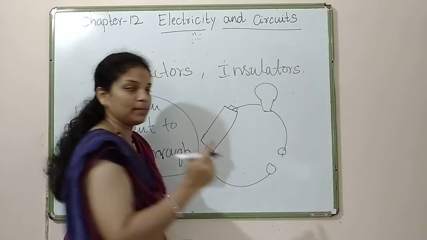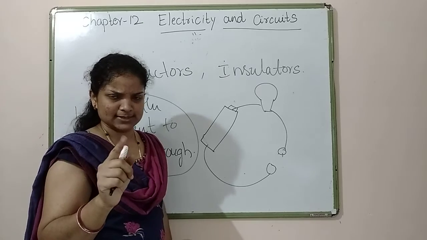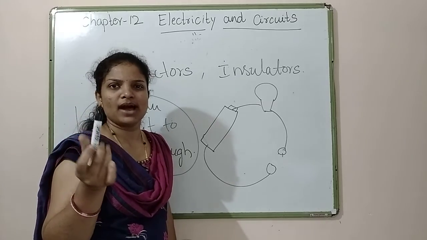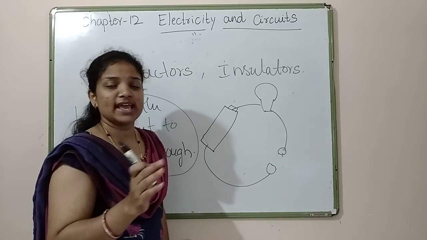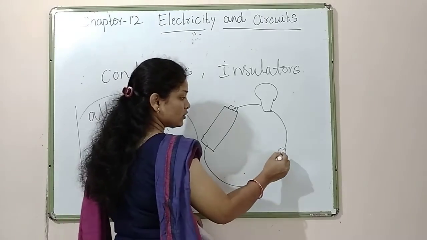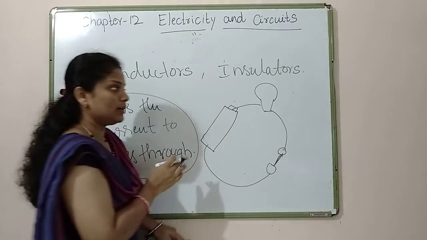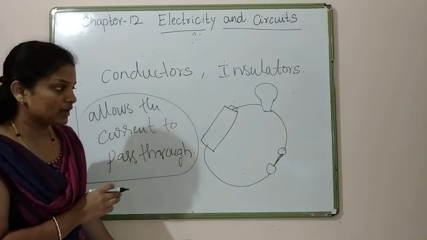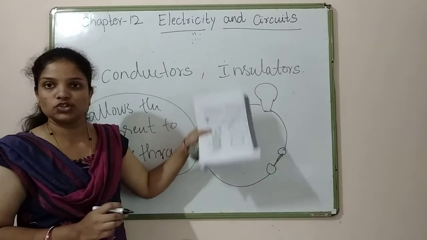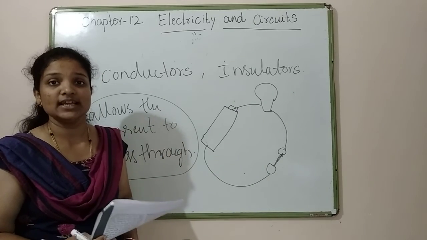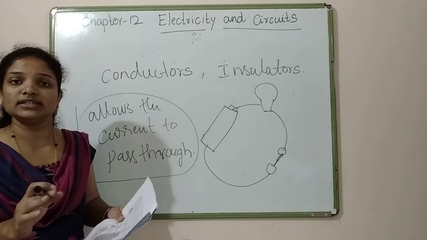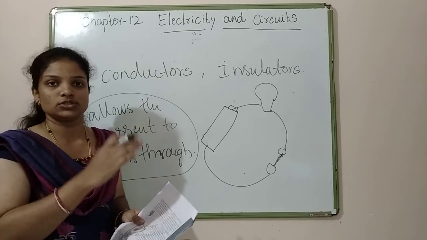Take a plastic piece. Take any plastic piece, something like a marker pen or a pen. Take any plastic piece and try to connect from this to this. Does the bulb glow? No. Why? Because plastic is an insulator. Plastic doesn't allow the current to pass through.